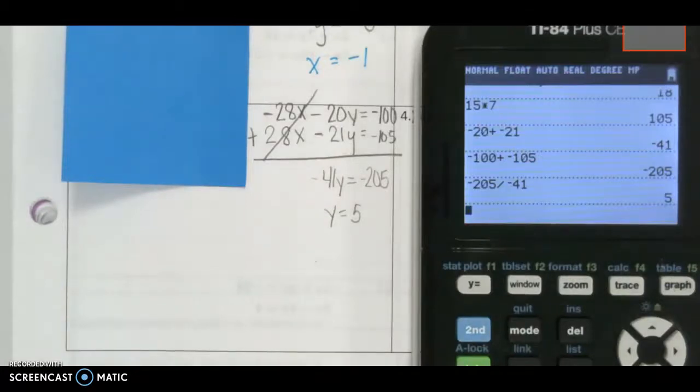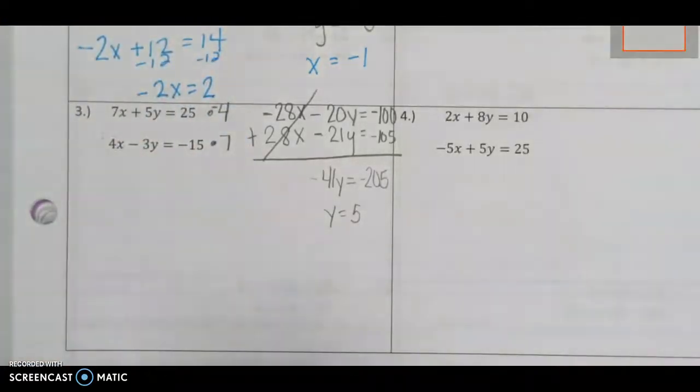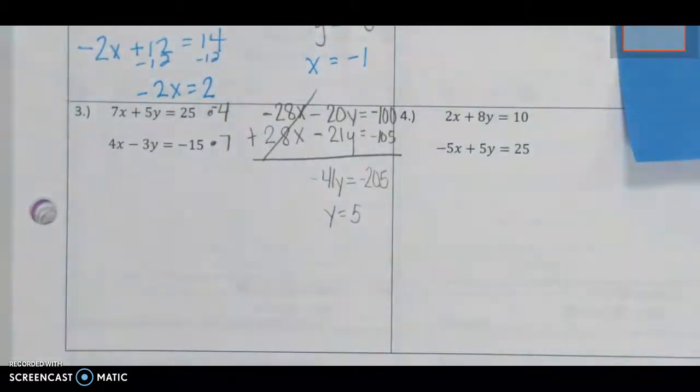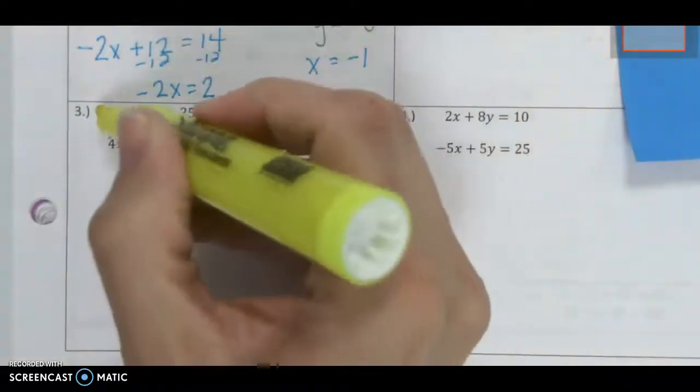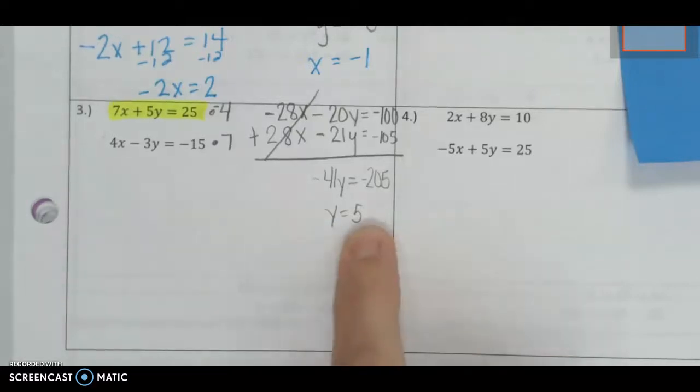Now we've got to plug it back in. Which equation do we plug it back into? Any one of the 4 equations. You can use one of the original equations or one of your multiplied. I typically will use the first one just because the numbers tend to be smaller. So like that one right there. But when it says y, instead of the y, I'm going to put a 5.